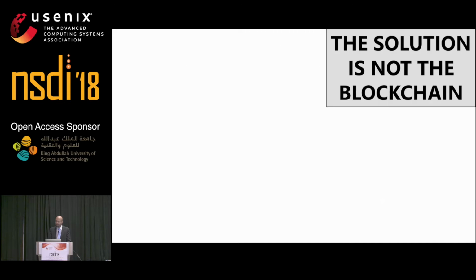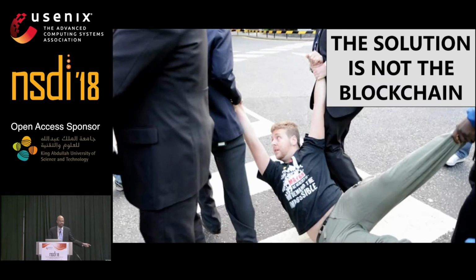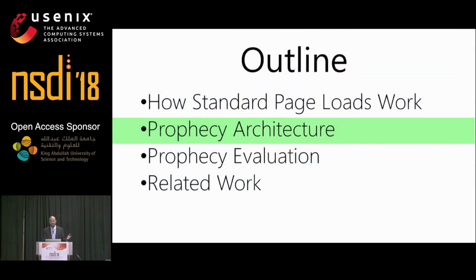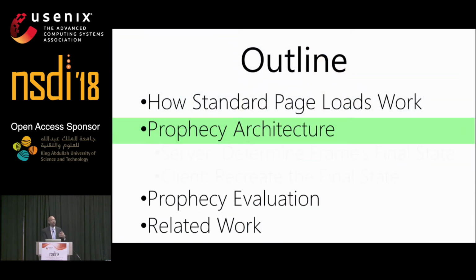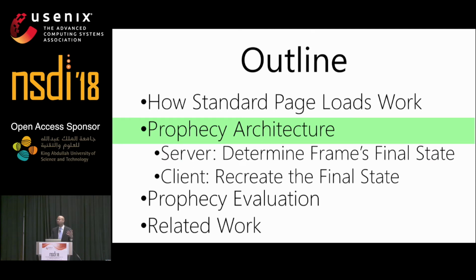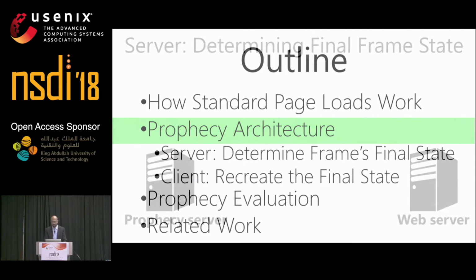However, and this is very important, the solution is not the blockchain. Anybody who mentions the blockchain gets dragged out of the session, no questions asked, you'll thank me when you're older, okay? So here is what the solution is. The solution is going to be Prophecy. So first we're going to look at how a Prophecy server determines a frame's final state, and then we're going to see how a client recreates that final state.